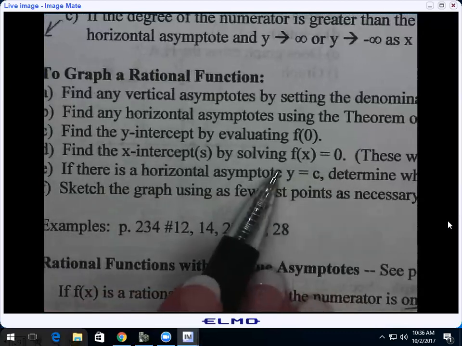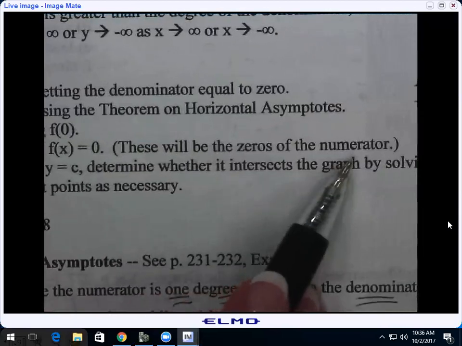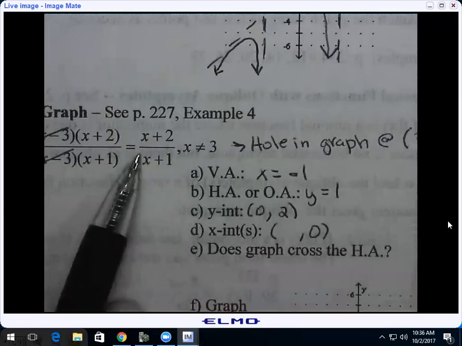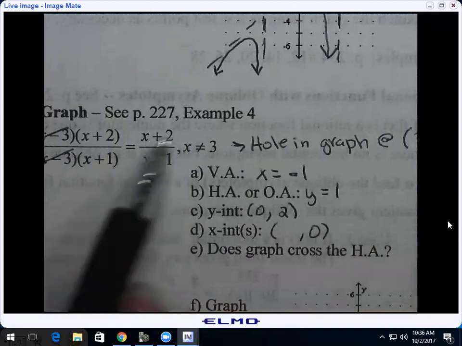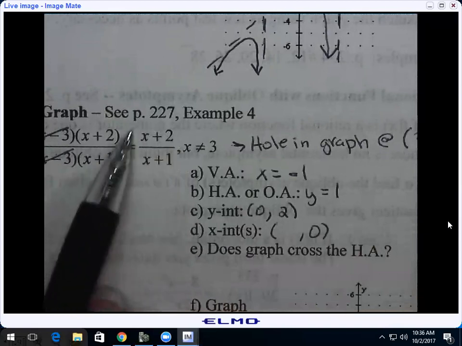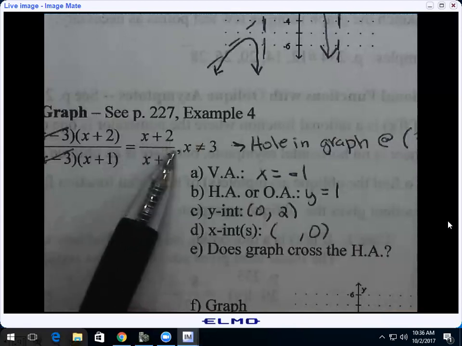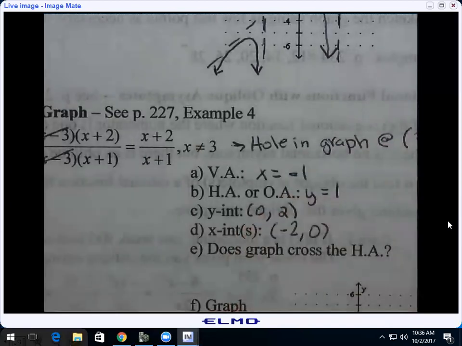You let y be 0, and what makes a fraction 0? 0 where? 0 in the numerator. So what is the x-intercept of this? So we're looking for what makes the numerator 0. What makes this numerator 0? So that's the x-intercept, (-2, 0).